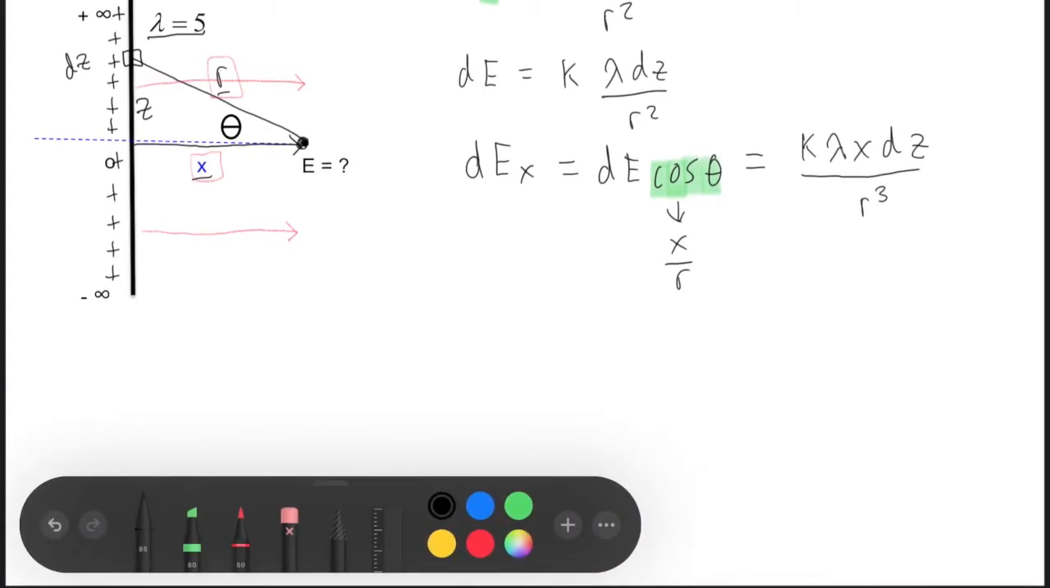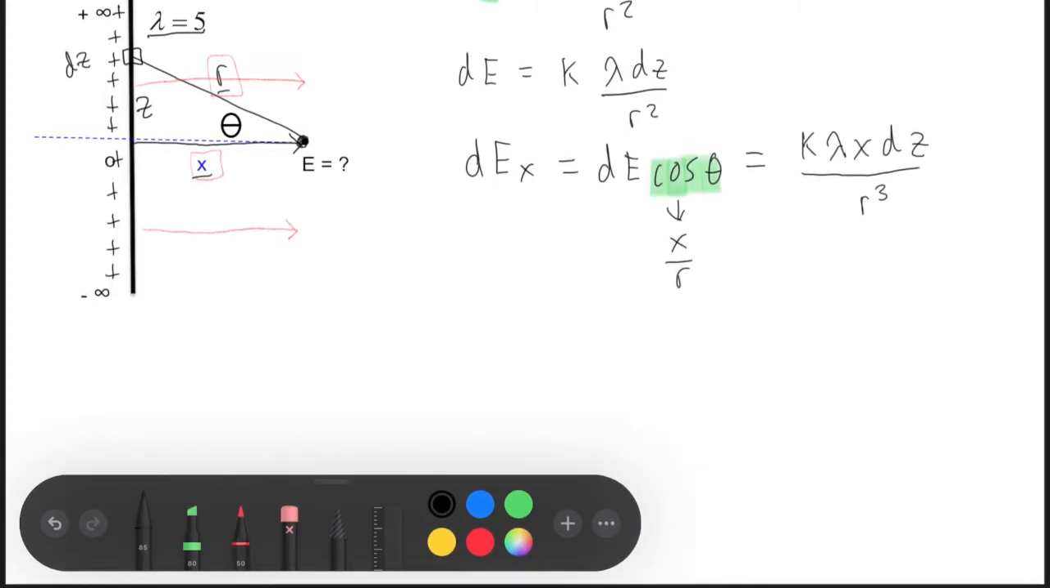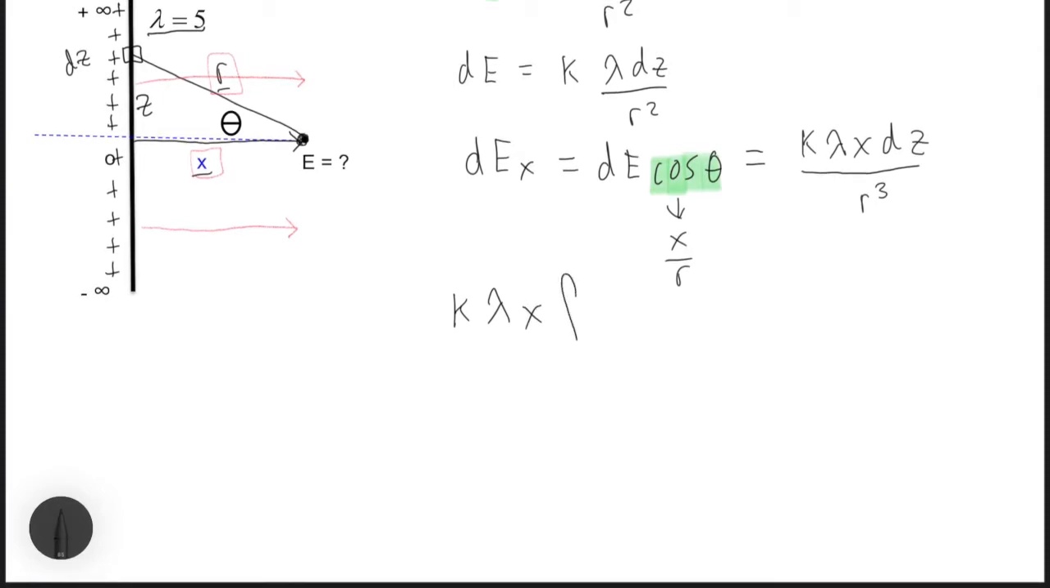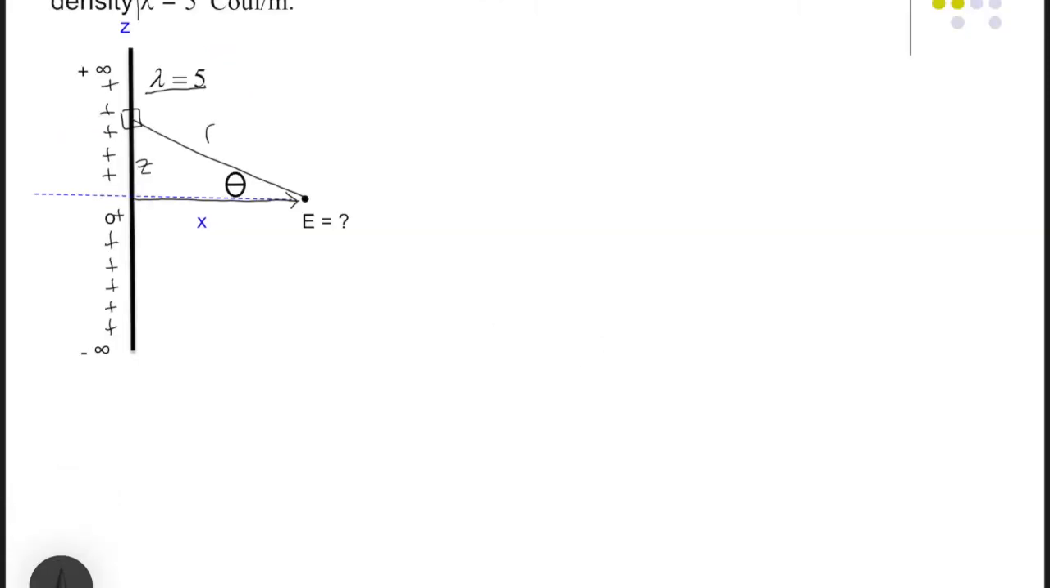Alright, so the next step is to integrate. To integrate, we can isolate a few things. We can move k, we can move lambda, and we can also move the x to the front. So now we just have the integral of dz over r cubed. Alright, so this will be our E field at the end. In order to solve this problem, we will be using trig sub. You can also alternatively use U sub.